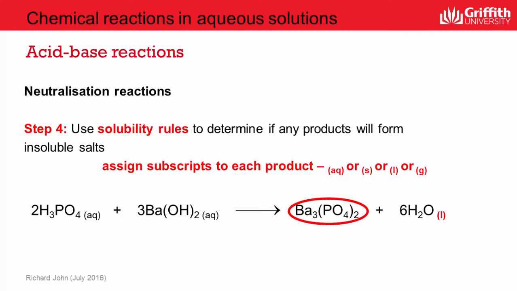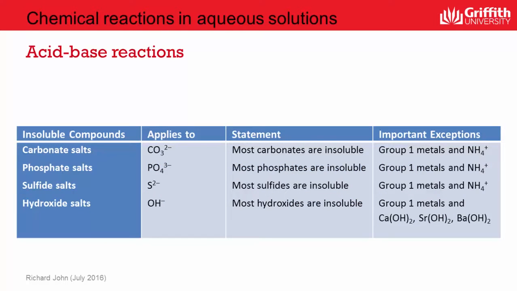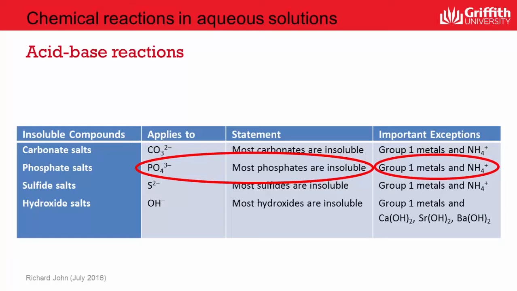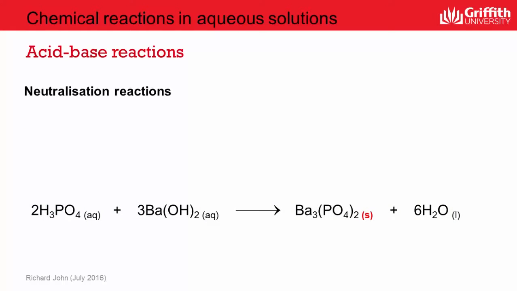Then we've got to look at barium phosphate. Is barium phosphate a soluble salt and therefore will have the AQ subscript, or will it form a solid precipitate and therefore have the S subscript? Well, to answer this, we go to our solubility tables. We look up our solubility rules for phosphate, and we can see here that most phosphates are insoluble, the only exceptions being the group 1 metal phosphates or ammonium phosphate. Barium does not fall under that category, so barium phosphate will form a solid precipitate, and we are going to put the S subscript there.